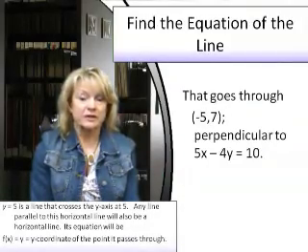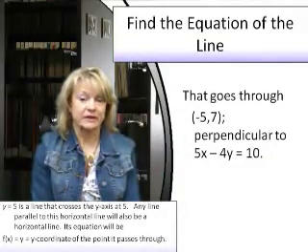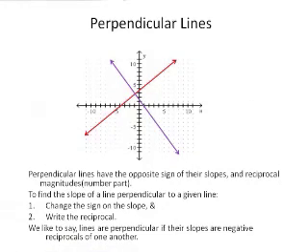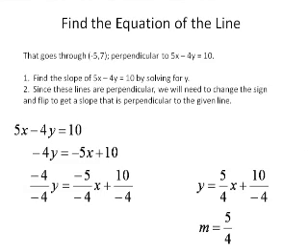This time, we're looking for a line perpendicular to a given line. Perpendicular lines are lines with negative reciprocal slopes. We start by finding the slope of the given line, and in order to do so, we need to solve the equation for y. All we need is the slope. We don't care about the y-intercept, and we find that the slope is 5/4.